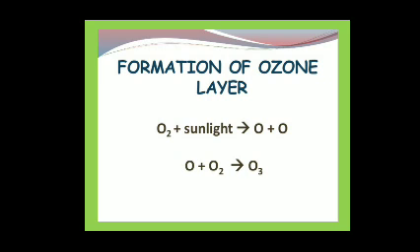The oxygen molecule decomposes into oxygen atoms in the stratosphere by interaction with sunlight. That nascent oxygen is unstable. This nascent oxygen once again reacts with an oxygen molecule and forms O3, ozone. O2 plus sunlight gives oxygen plus oxygen. This oxygen atom once again reacts with an oxygen molecule, O plus O2, and forms O3.